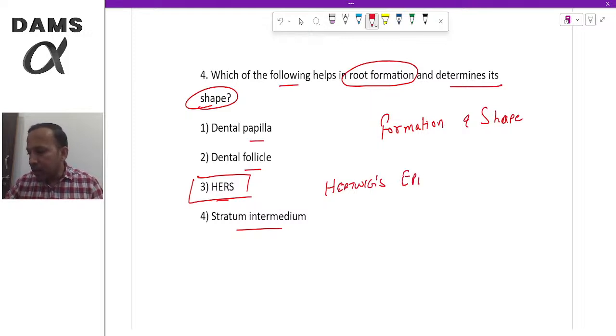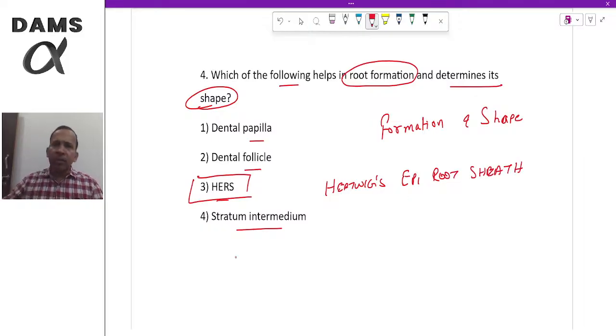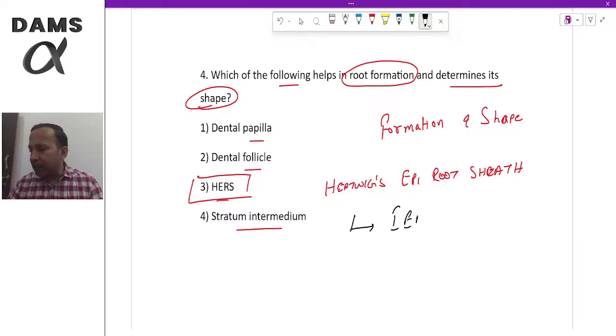Hertwig's epithelial root sheath, isn't it? And what is it made up of? It is made up of inner enamel epithelial cells and outer enamel epithelial cells.